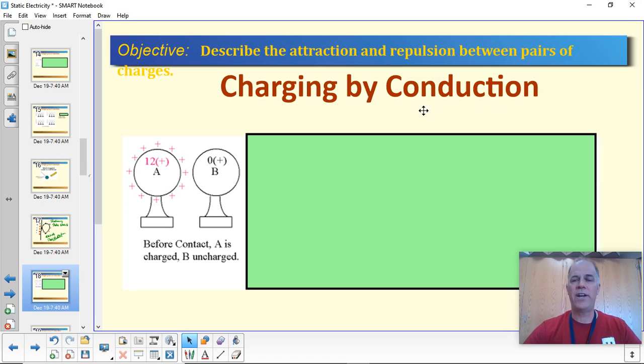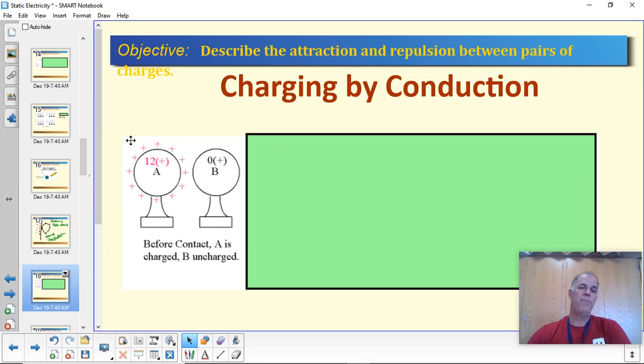Charging by conduction instead of induction. And the key idea here is that when you conduct charge, you're actually letting electrons or charges move from one thing to another. And to do that, basically, they have to be in contact. So very often, charging by conduction is when things touch each other, when they come into contact.